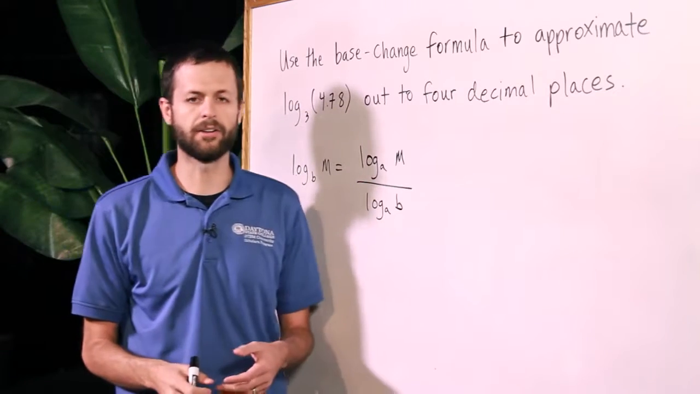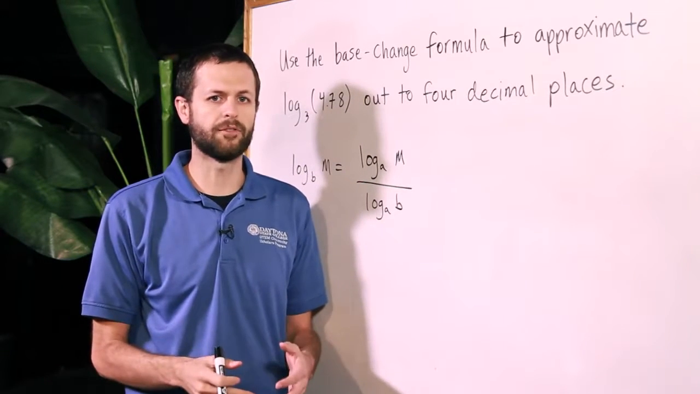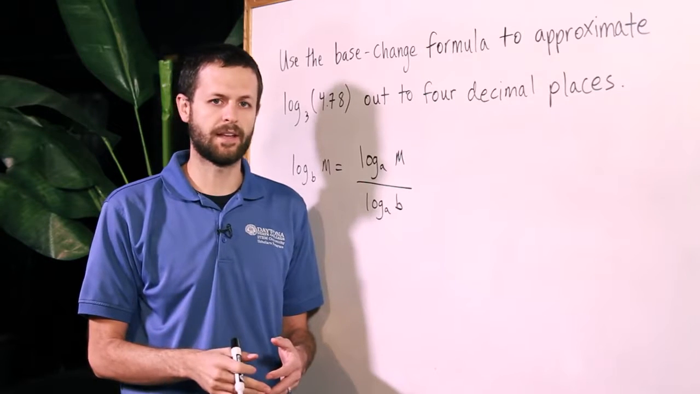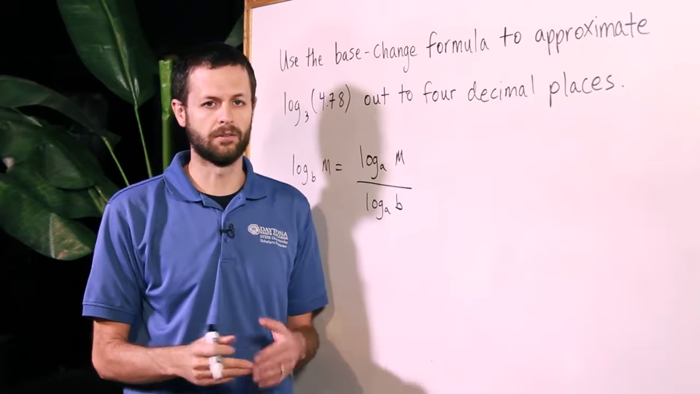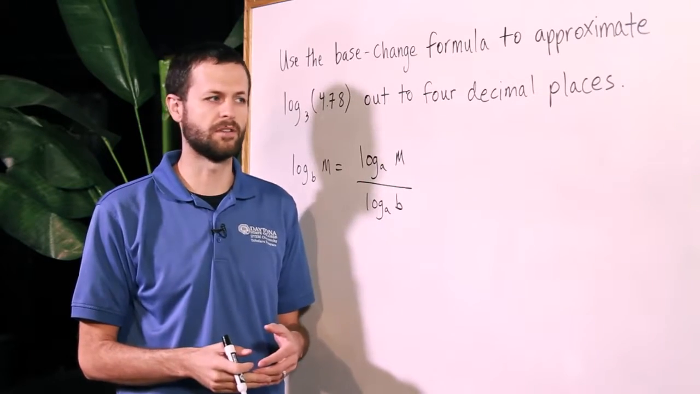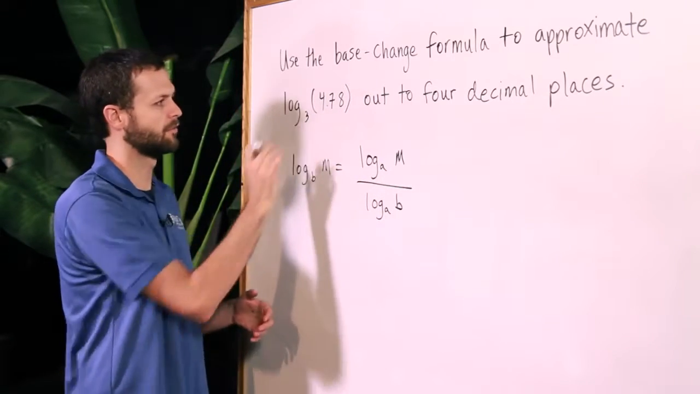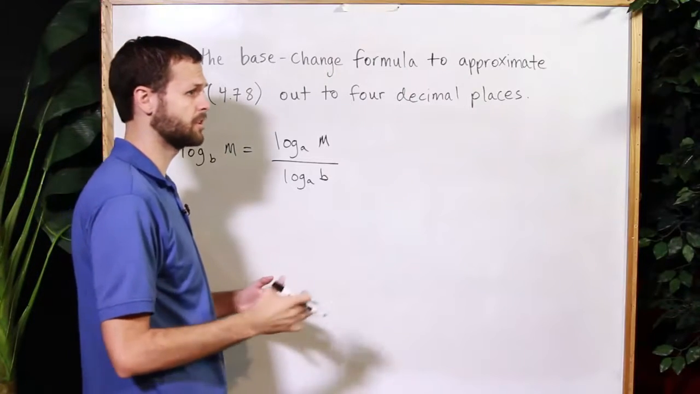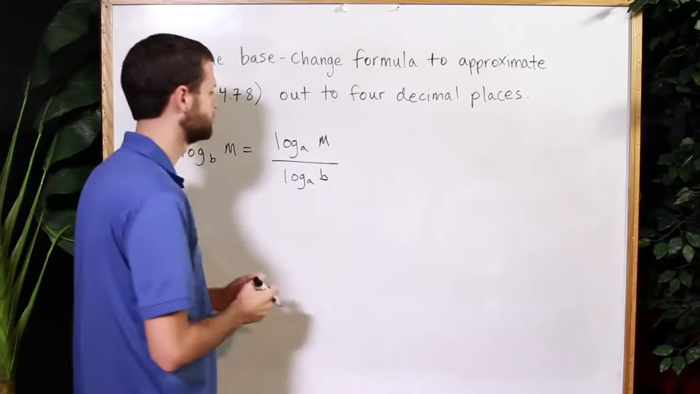If you look on your calculator, you'll know that you only really have two options. You have log base 10 or log base e, which is also called the natural logarithm. So we want to use one of those two options in order to approximate log base 3 of 4.78. I'll do both just so you can see that you get the same answer.